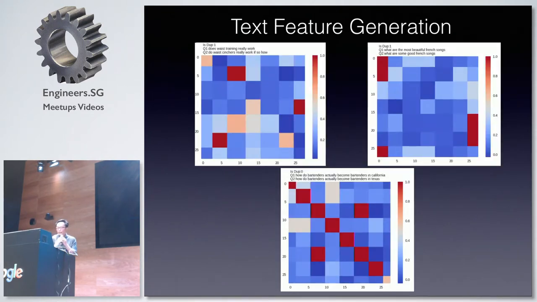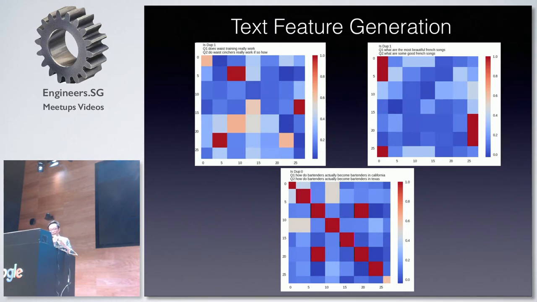So these are some of the text feature generations, just to understand and see whether or not they are intuitively correct. The first one is a duplicate: does Waze training really work? Do Waze trainings really work? If so, how? So that's what the image looks like. The other one is: what's the most beautiful French songs, and what are some good French songs? It gets a bit interesting here, because you no longer see that center line across the image, but a very different pattern coming out. So intuitively, maybe CNNs would be able to extract out these features and use them to do the prediction.